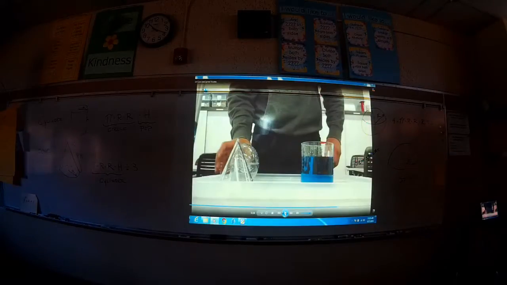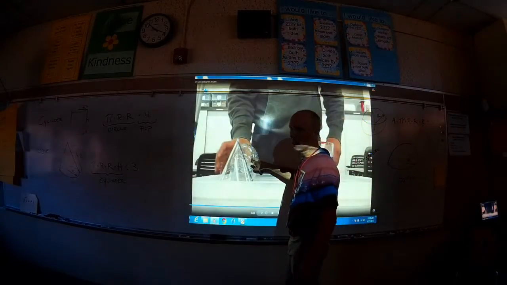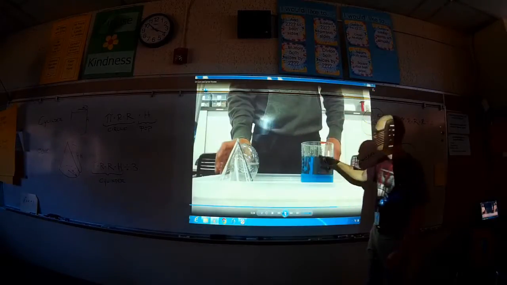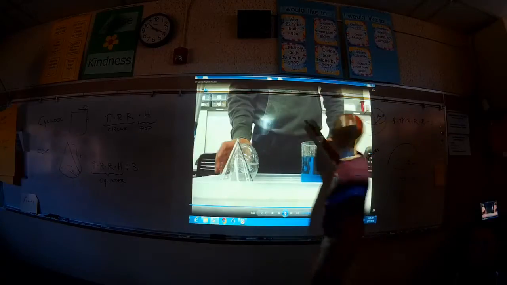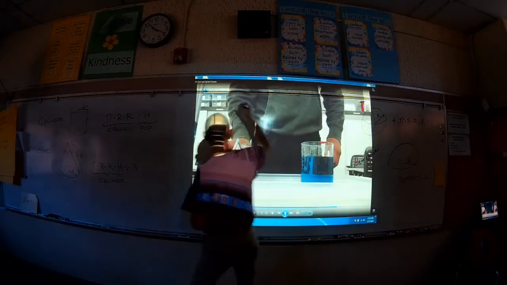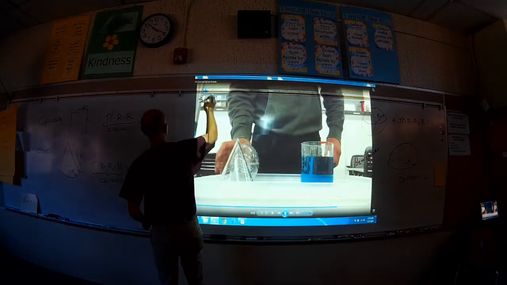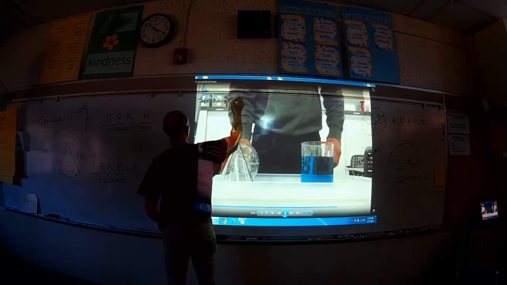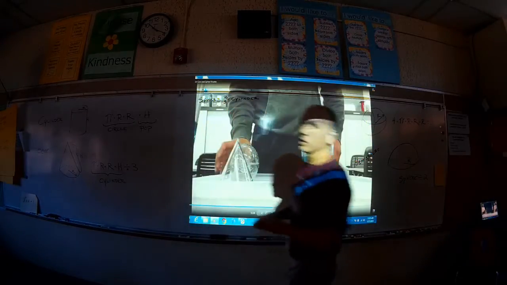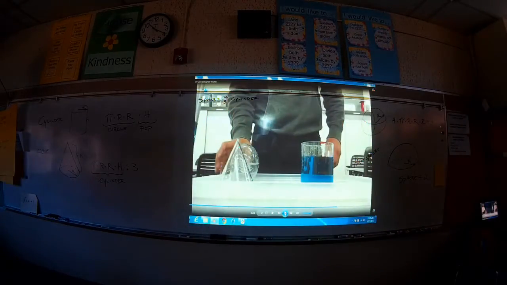I want you to see something right there. The sphere is 2/3 of the cylinder. I'm going to write that down and I'll come back to it. A sphere equals 2/3 of a cylinder. Hold on to that.